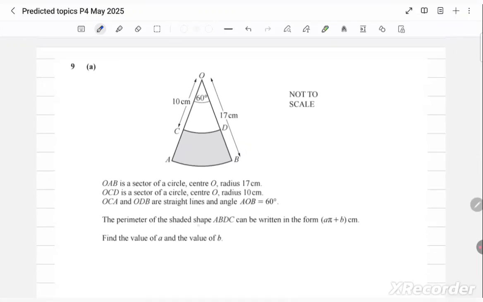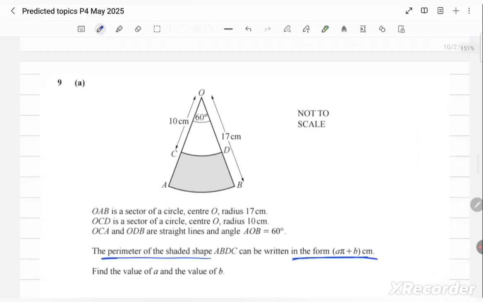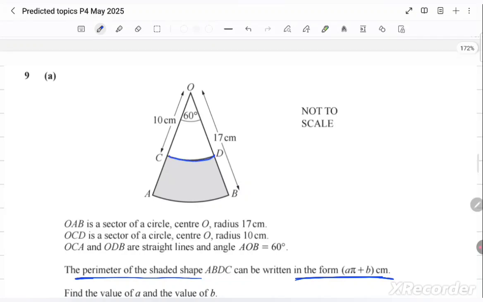So the perimeter of the shaded region can be written in this form. Let's find the perimeter. If you want to find the perimeter, it means you should find this arc plus this arc plus this length plus this length. Look, the radius of the big sector is 17 and the small sector is 10. So we know that the remaining is 7, so this one is 7 and this one is 7.